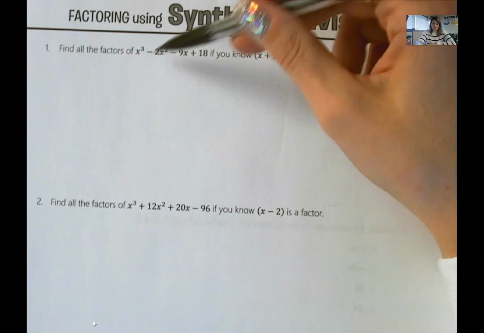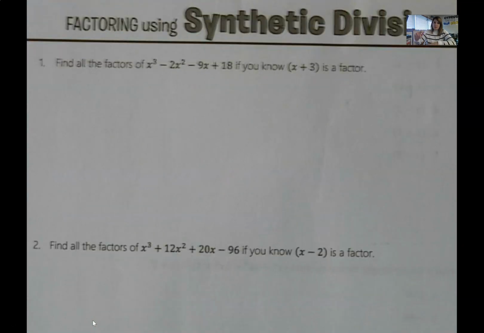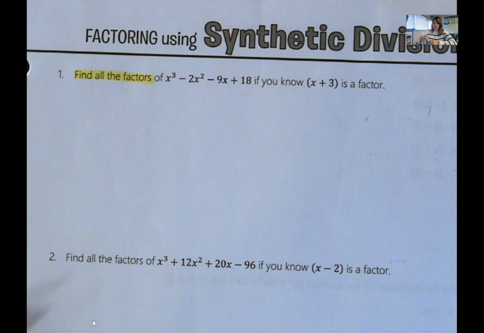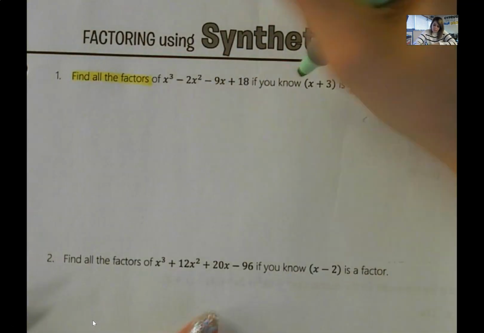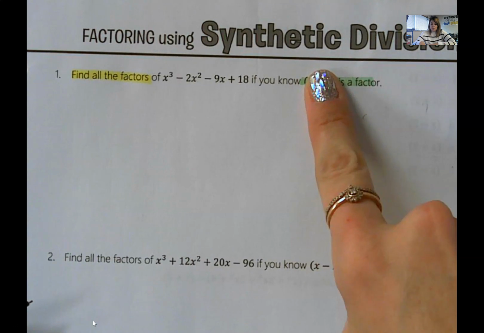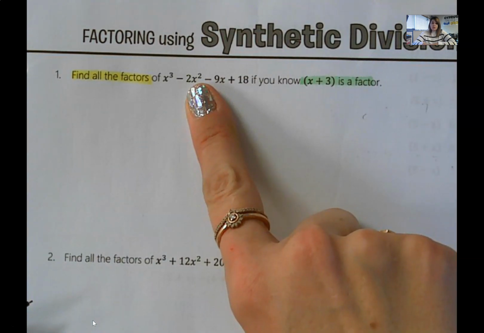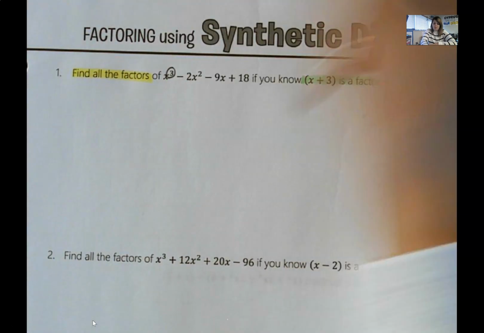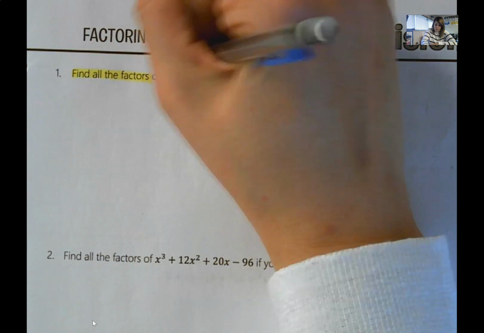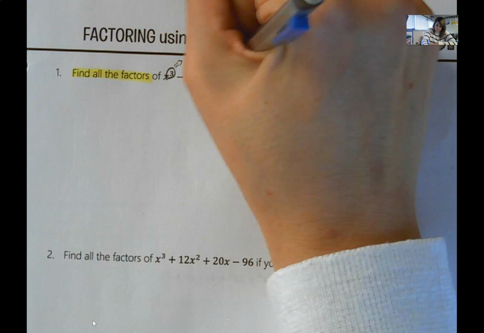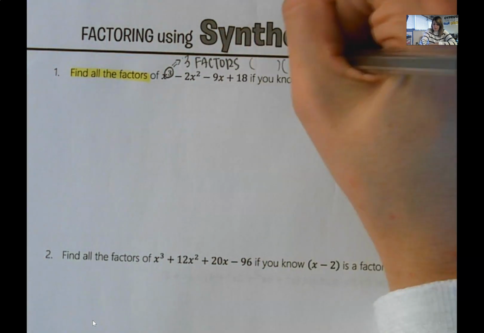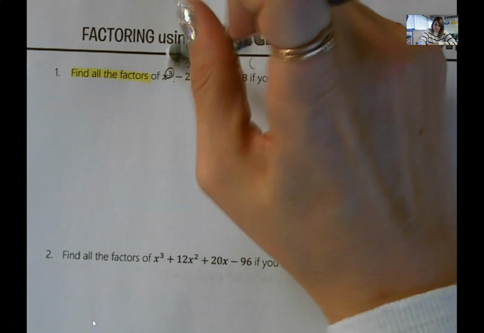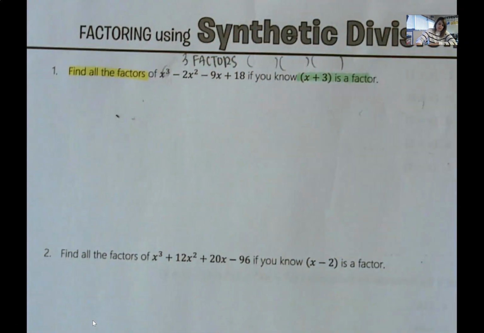So number 1 is going to be very similar to the problem we just did. Notice it says find all the factors of this polynomial if you know x plus 3 is a factor. So knowing x plus 3 is going to help us change this polynomial into a trinomial that we can factor. Remember, the degree of 3 or the exponent of 3 means that we're going to have 3 factors. So by the time we're done, we'll have 3 binomials. That's what this little degree symbol here tells us. Maybe I should highlight that in one of these colors.